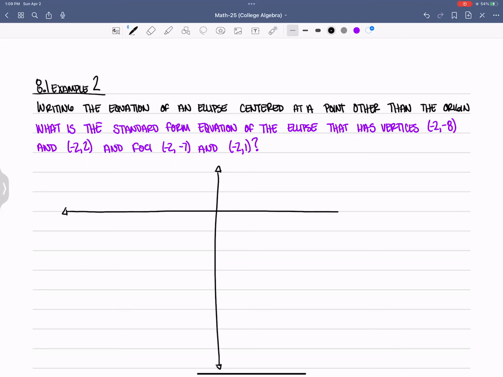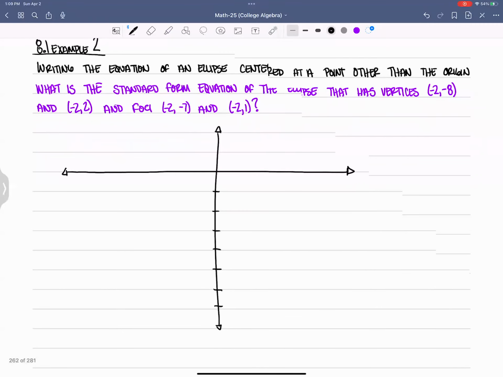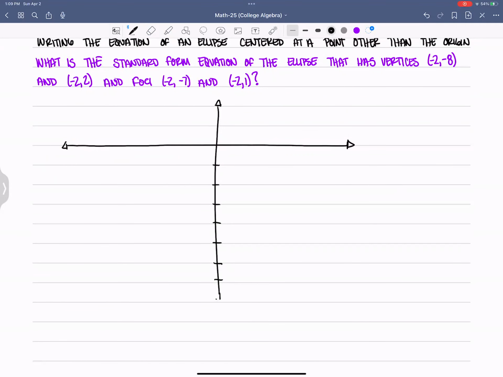Hopefully that's enough. So 1, 2, 3, 4, 5, 6, 7. So close. 8. And going out -1, -2. All right, looks good. So starting off with the point (-2, -8), we go at -2 down to -8. So that's a vertex.